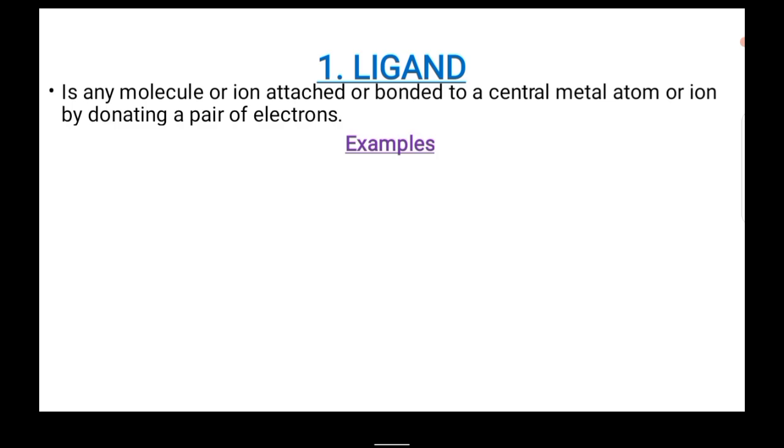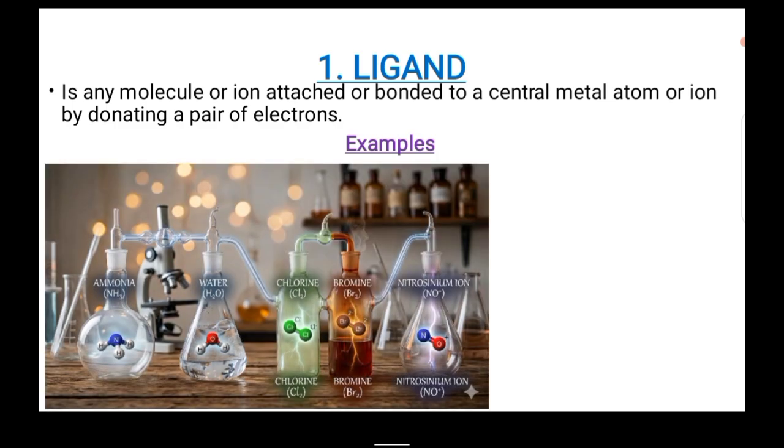We're going to see the examples of these ligands. So we have ammonia, water, chlorine ion, bromine ions and nitrosinium. Ammonia is neutral and water is neutral. Those are neutral ligands. We have anionic ligands, which are chlorine and bromine. The cationic ligand is like the nitrosinium ion.